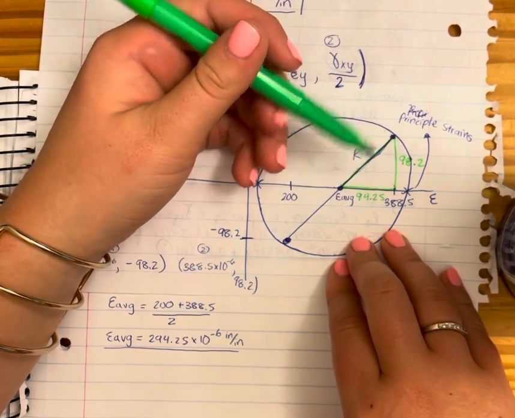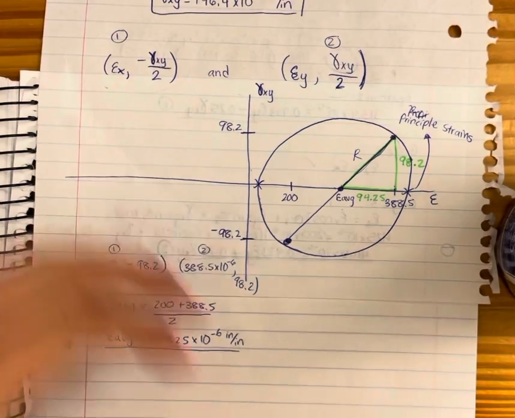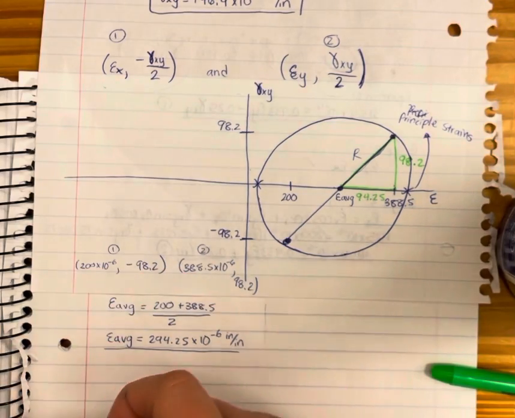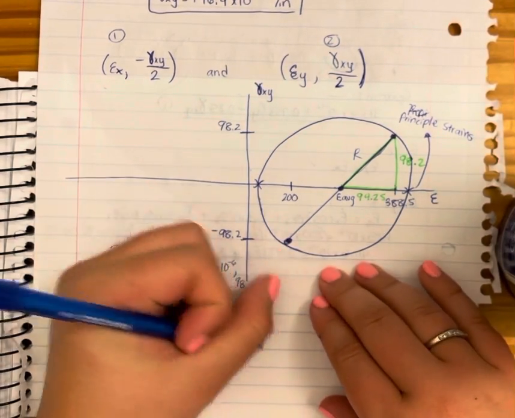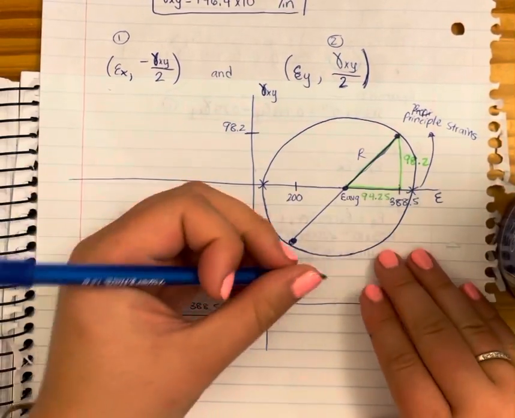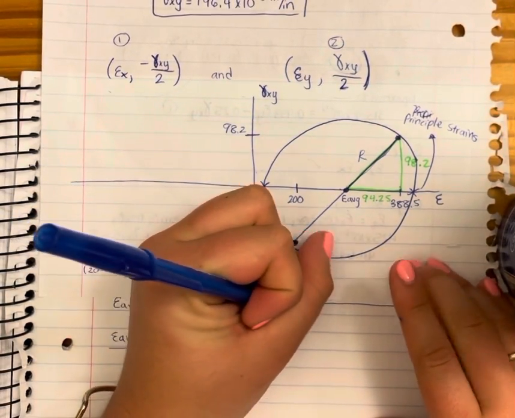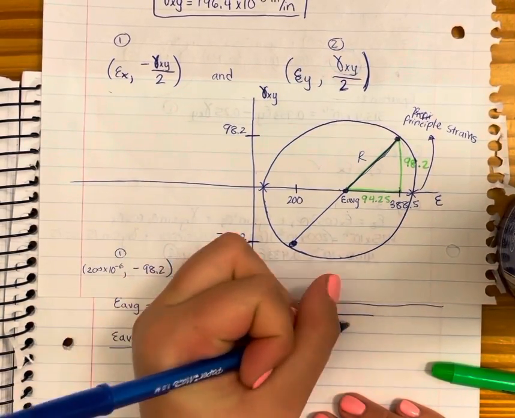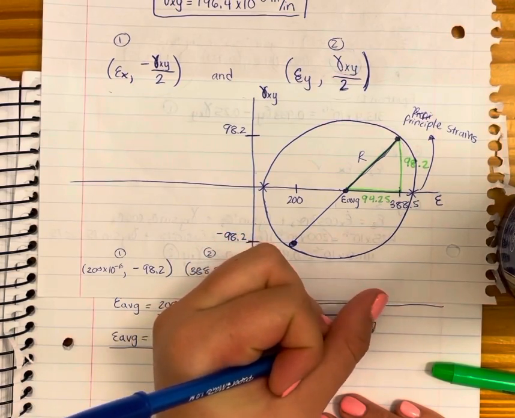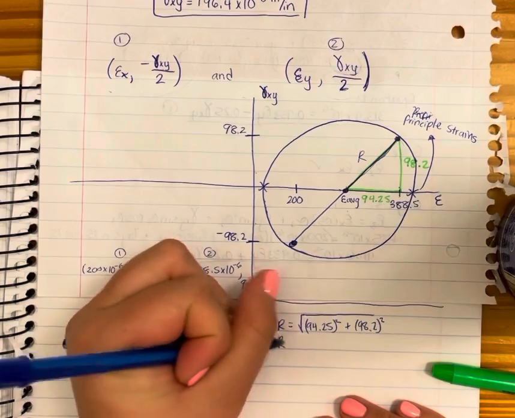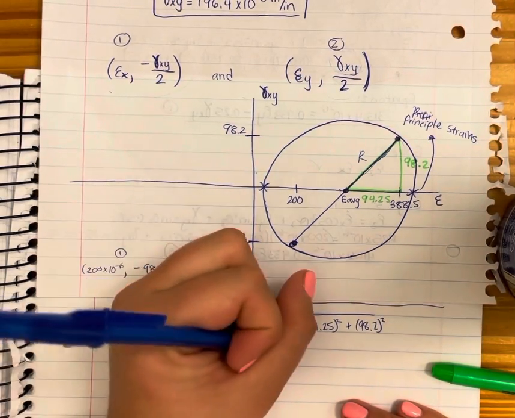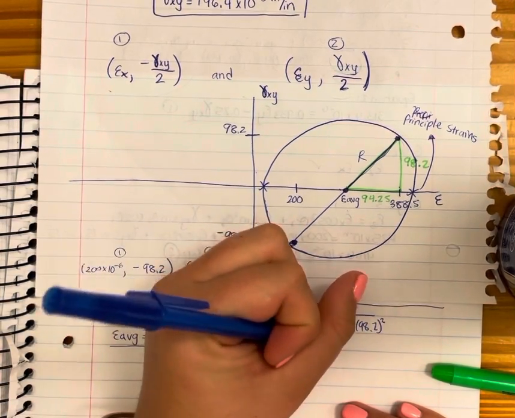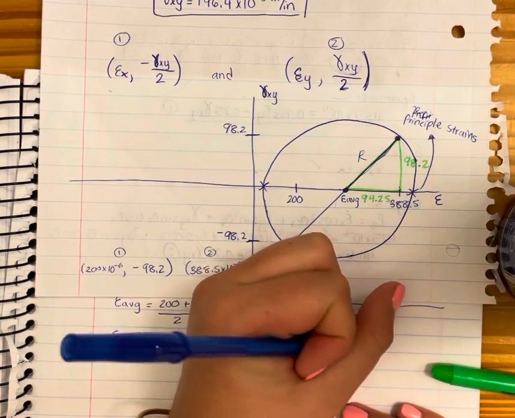Now that we have that, we can do Pythagorean's theorem. R equals the square root of 94.25 squared plus 98.2 squared. The radius equals, after plugging in the calculator, 136.11 times 10 to the negative 6 inches per inches.